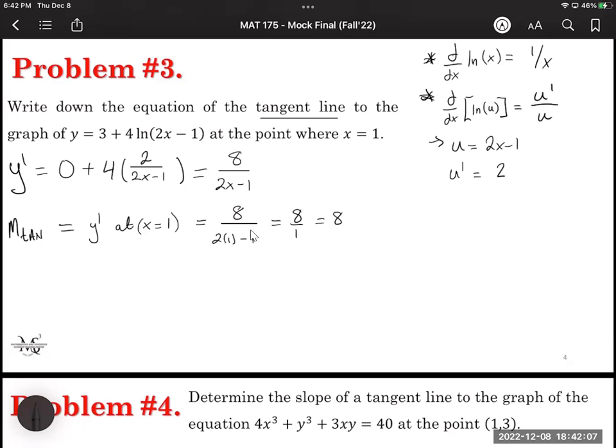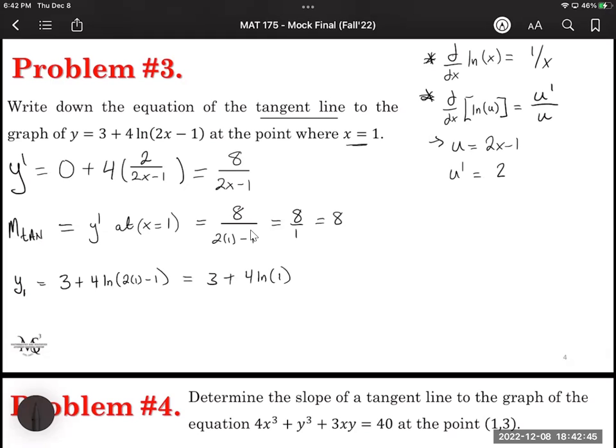The way that I denote y is I call it y1. So y1 is just equal to, again, where you plug the value of x into the original equation. So it's 3 plus 4 times ln of 2 times 1 minus 1. Let's work out inside the parentheses. I know that 2 times 1 minus 1 is 1 from previous results above. So we get 3 plus 4 ln of 1.